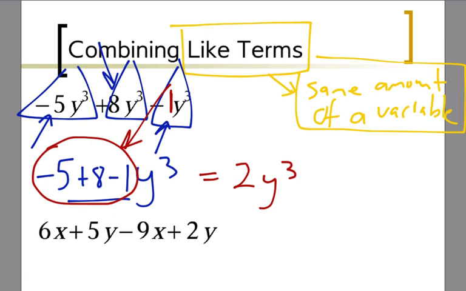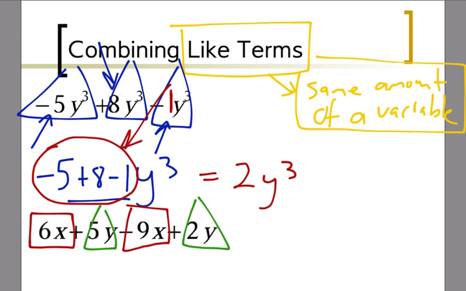Okay. So now the second problem, it has to be rearranged so that I can see it better. I'll put squares around the 6x and the 9x. Okay. So there's two different x's that need to be added together, and then I'll put a triangle around the y's. Okay, so you can see the like terms are the red squares and then the green triangles.